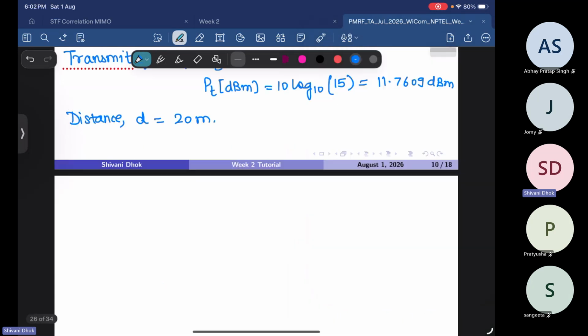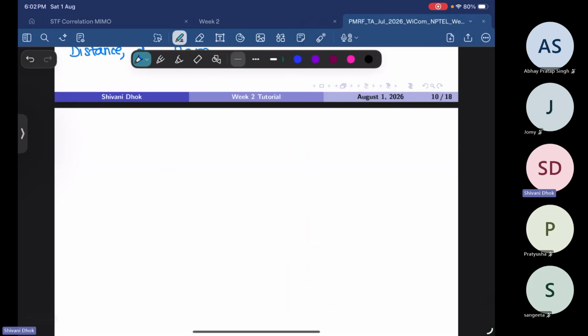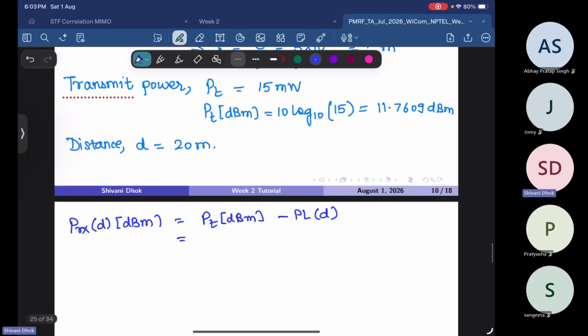So what do we have? The received power at distance d in dBm is given by your transmit power in dBm minus the path loss at distance d. So transmit power in dBm we already found out as 11.7609 dBm, minus path loss in dB.